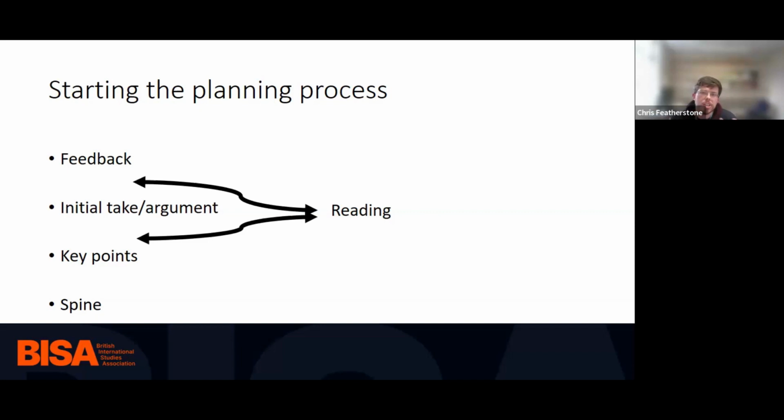Okay, and then following that, the next step is to give us your initial take. What would be your initial attempt at answering this question? What is your initial argument that would answer this question? Okay, if you can start stating that, if you can start telling us what that is in your planning process, then you can start to frame what comes afterwards, key points and the general spine of your argument.